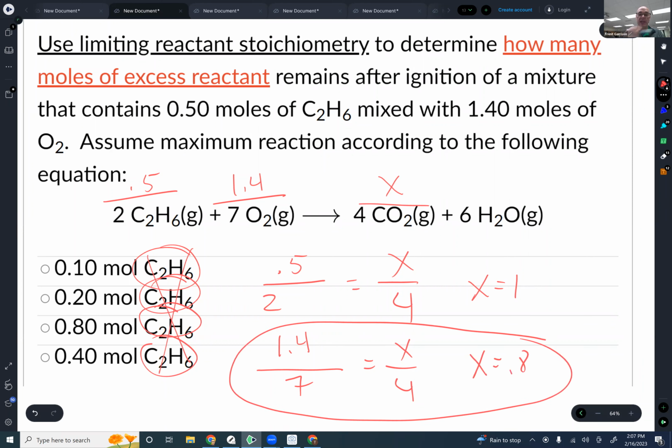So my limiting reactant should have been the oxygen. I'm not sure why. Oh, that is correct. Okay, so that's my limit. So that means that this is the excess. So that's why all those answers right now are in C2H6.